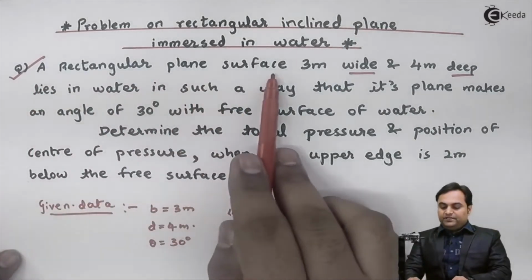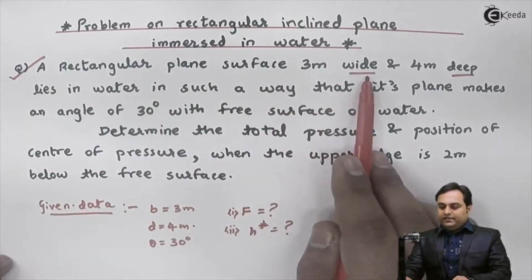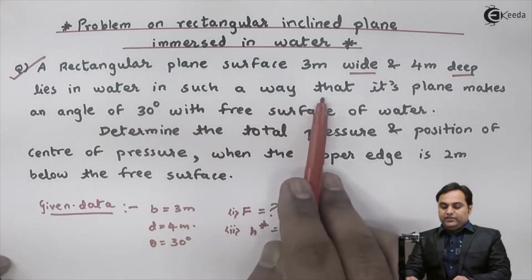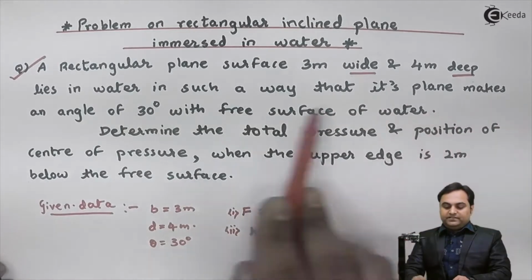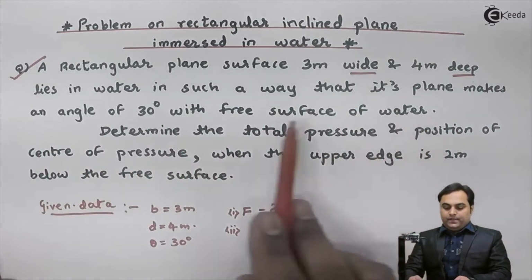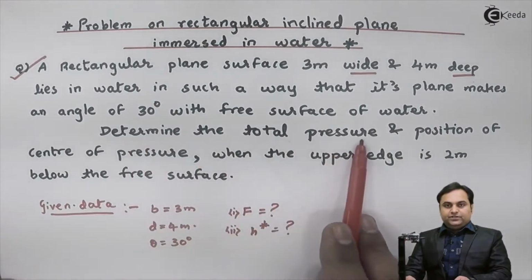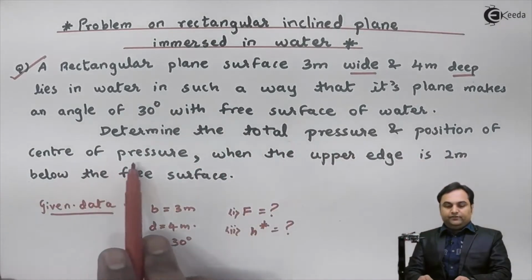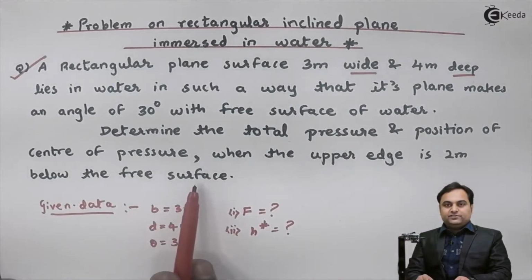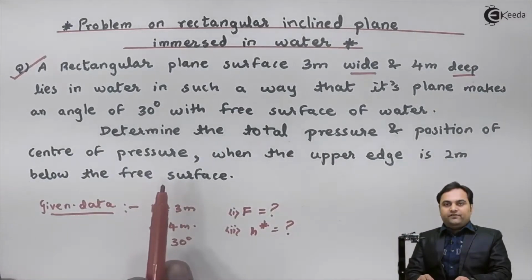A rectangular plane surface 3 meter wide and 4 meter deep lies in water in such a way that its plane makes an angle of 30 degree with free surface of water. Determine the total pressure and position of center of pressure when the upper edge is 2 meter below the free surface. This is the question we have.